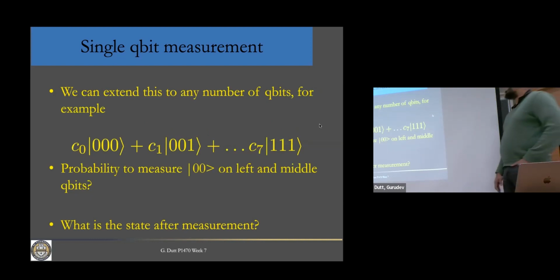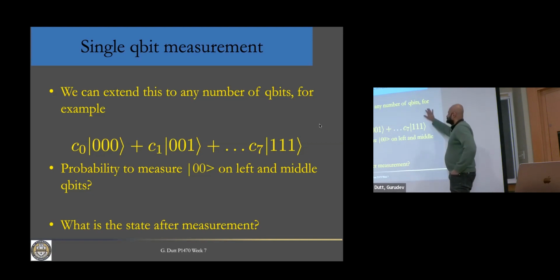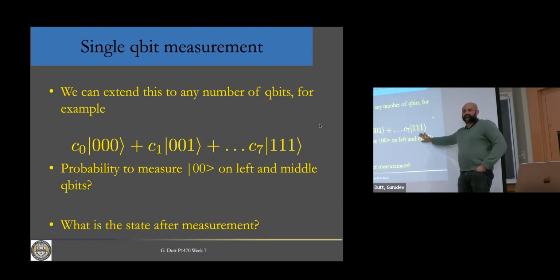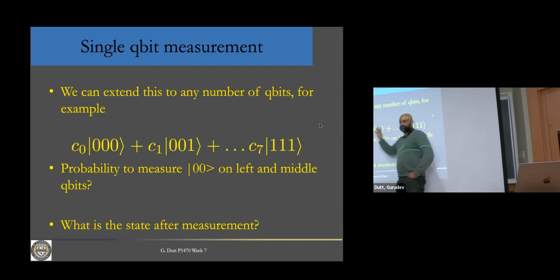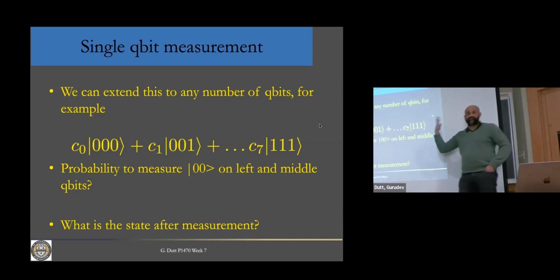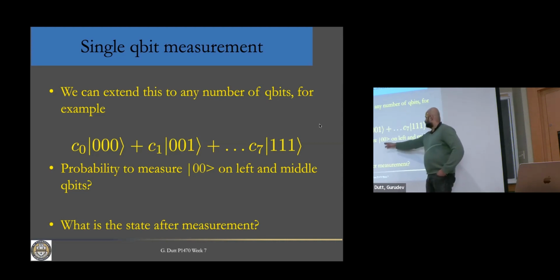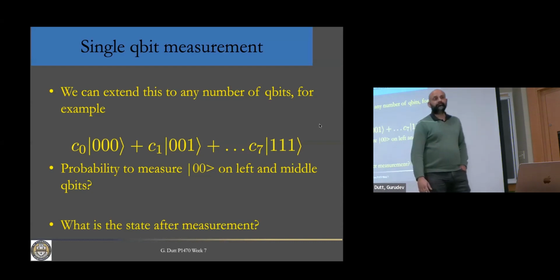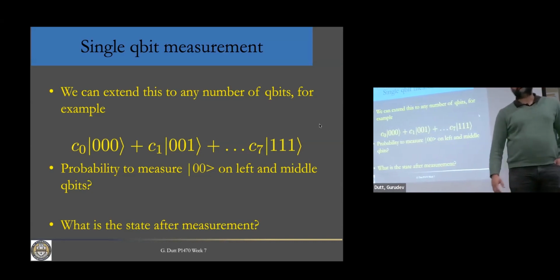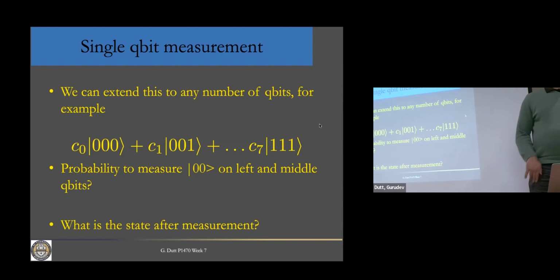We can extend this to any number of qubits. So here is a 3-qubit state. Now instead of writing actual numbers, I'm just writing some coefficients, C0, C1 up to C7, like we discussed last time. What is the probability to measure 0, 0 on the left and the middle qubit? That is, the left and the middle both have to be 0. Can you tell from this state?